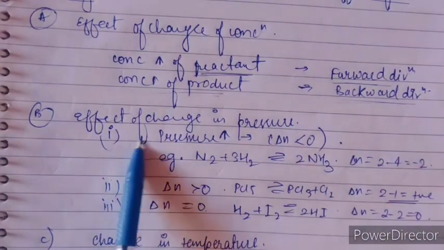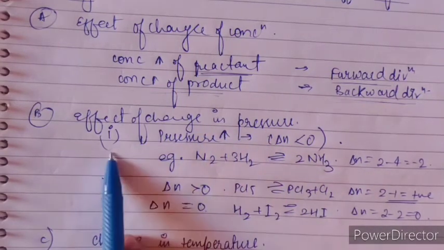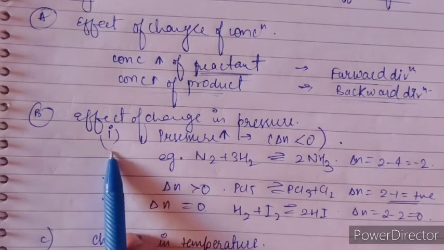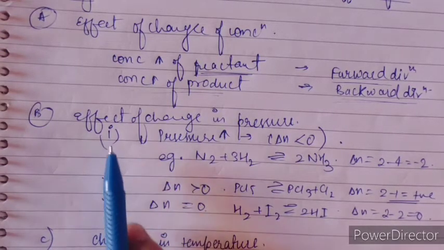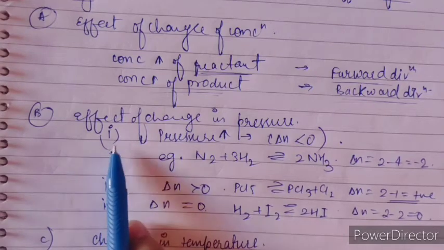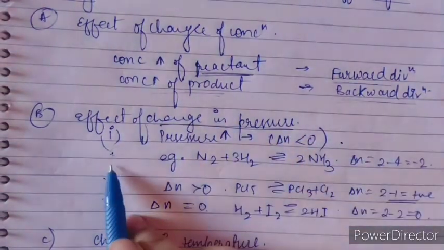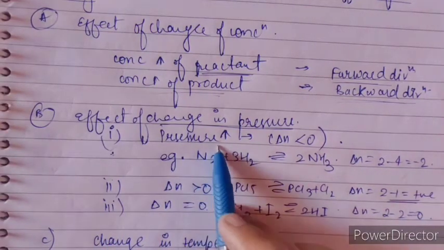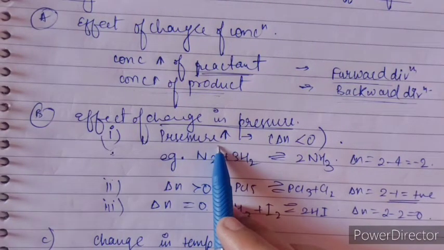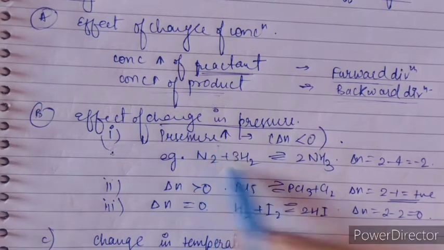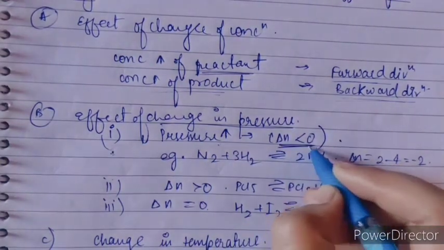The second one is the effect of change of pressure. According to the principle, if pressure is increased, the reaction will take place in that direction which brings lowering of the pressure or lowering of the number of moles. There are some points on the basis of which we can explain the change of pressure. The first one is, if we increase the pressure, the equilibrium shifts in that direction where the number of moles is decreased, meaning the delta n value should be less than 0.